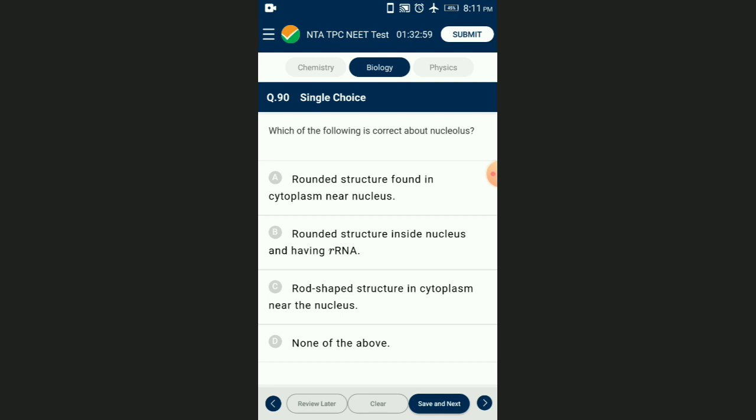Question number 90. This is the last question. Which of the following is correct about nucleolus? Nucleolus is a rounded structure present inside nucleus having ribosomal RNA, first observed by Fontana in the skin cells of eel. The term nucleolus was coined by Bowman. It is associated with nucleolar organizer region of the nucleolar chromosome. Rounded structures inside the nucleus and having ribosomal RNA, that is the correct one. Option B is correct about nucleolus.